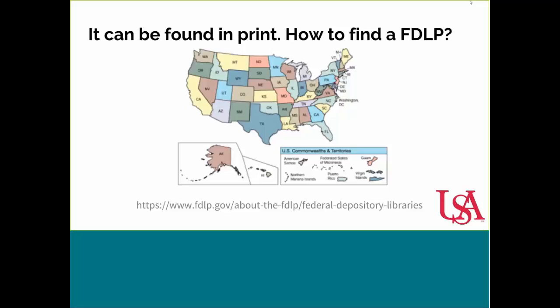FDLP has a great map where you can click on that state or that location close to you, and you can access this government information. This is the URL. If you're interested in the slides, there's going to be a copy of the webinar afterwards, and you can get the URL from there. But this is how you can find local government information. What's important to know is that every depository on this map is unique to its area.